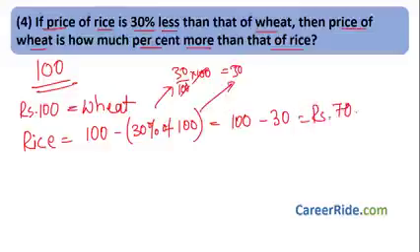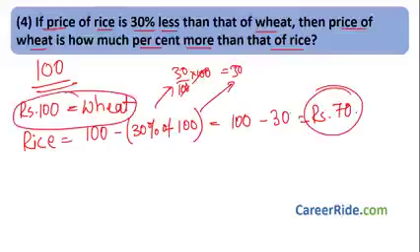Now what we have calculated is that price of rice is 70, price of wheat is 100. What they have given is that price of rice, that is 70, is 30% less than wheat. Then how much percent more is the price of wheat than rice? We cannot simply write since it is 30% less, it would be 30% more. No, the percentage value is different. Let's see what exactly is the percentage value.